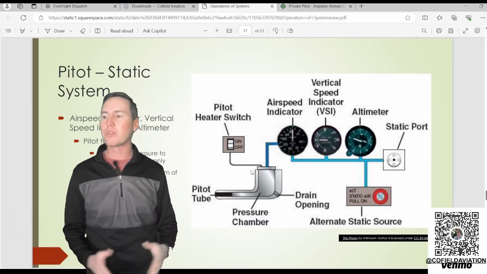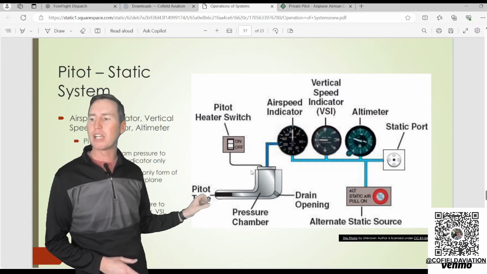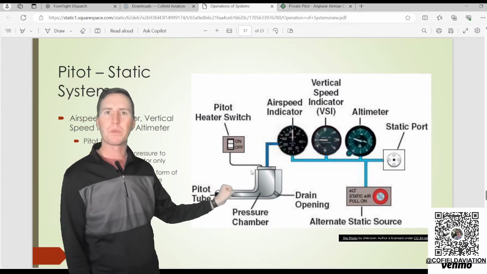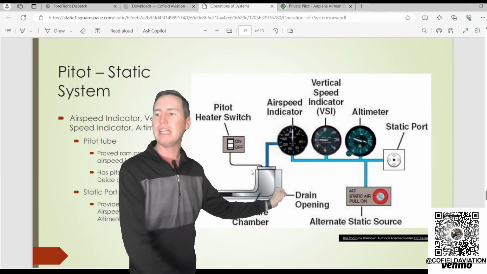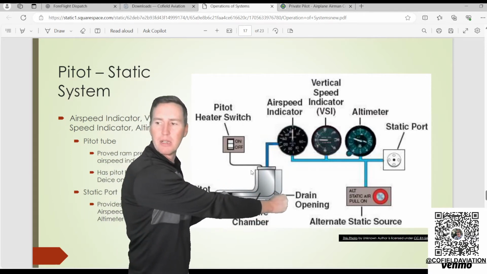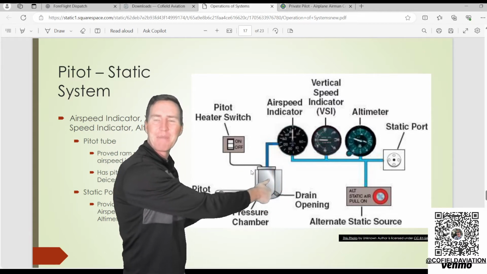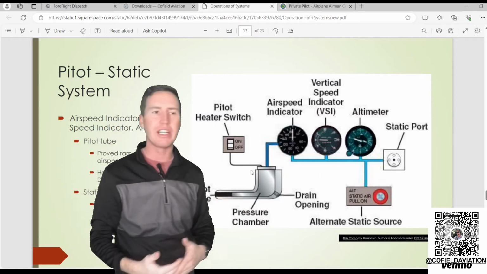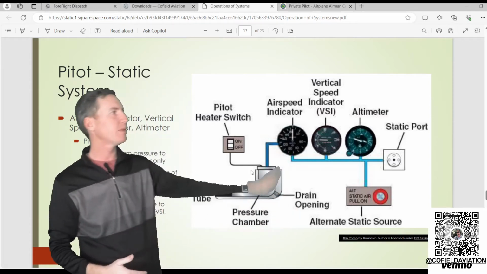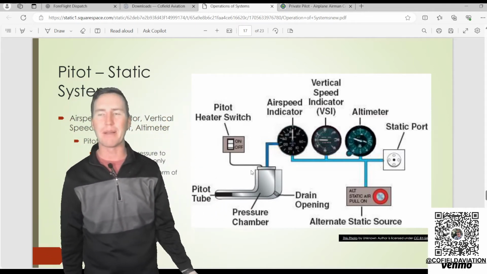So here's what has happened. We've had a blockage of not only the Pitot tube right here, but we also had a blockage of the drain hole, meaning that it is trapping pressure inside of this line, okay? So it's not showing any change in pressure or any change in that airspeed as we climb or as we descend, okay? So how can we fix that?